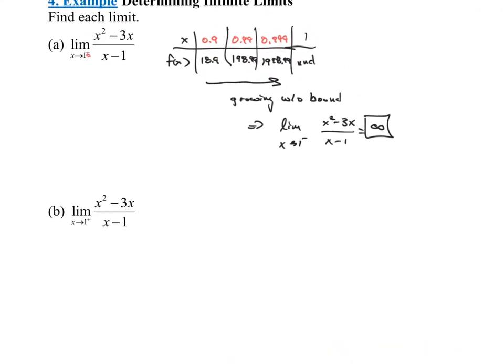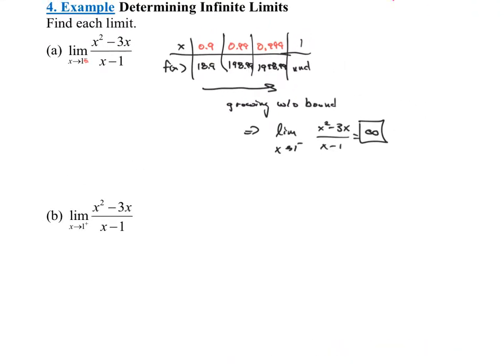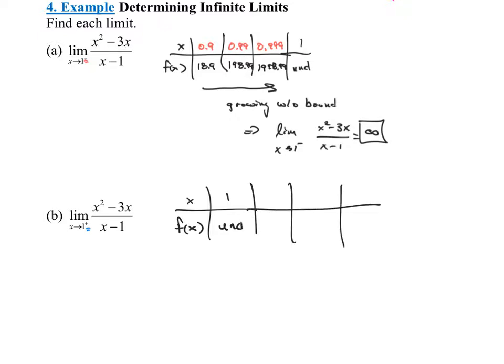Part B, the exact same function. The only difference here is now we are coming from the right-hand side. So it's still x squared minus 3x all over x minus 1, and we're looking at the limit as x approaches 1 from the right. So let's do the exact same thing here. We have x, we have f of x. Again, here the value 1 is undefined. I want you to try at least 3 numbers to the right of that.